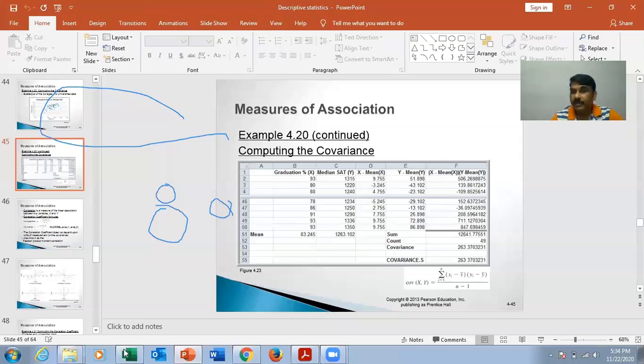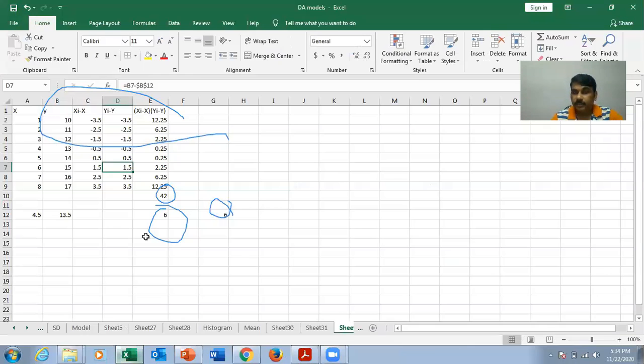Same thing we have done in Excel also. We have two series. We just took an example. Tomorrow we're going to take some more examples. X, then here the Y series is there. Then xi minus x bar we have calculated. Then x bar, in the sense, we have calculated the average or mean of each series. The mean of this series is 4.5. The mean of this series is 13.5.